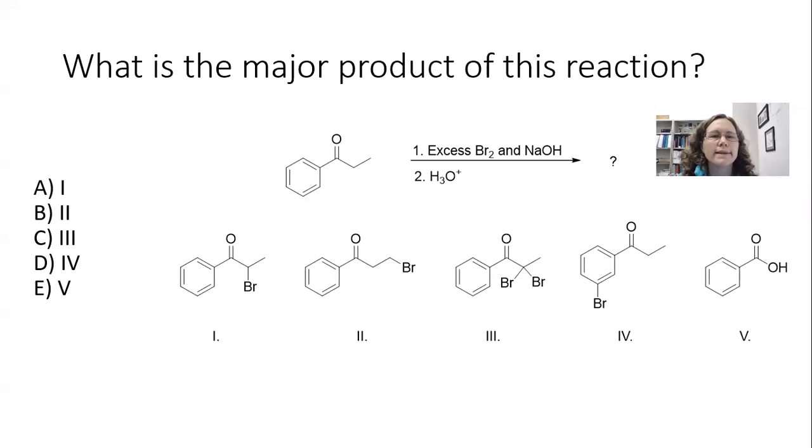This question asks, what is the major product of this reaction? So it's a fairly straightforward predict-the-product question. There's two steps to this. Step 1, excess Br2 in NaOH, and then step 2, H3O+.